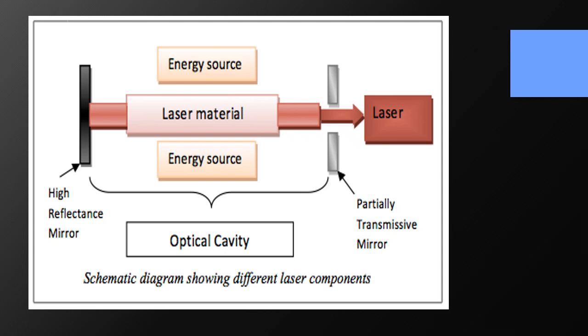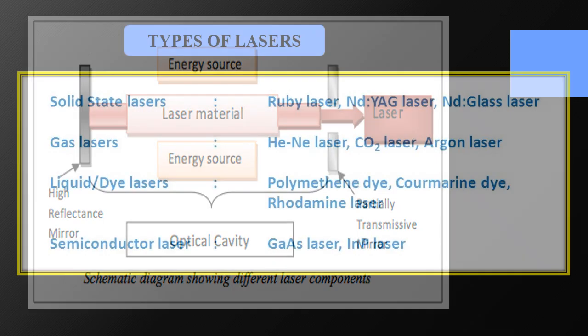This is the schematic representation showing the different laser components, which includes the laser material surrounded by the energy source or the current, and you have a high reflectance mirror at one end and a partially transmissive mirror at the other end, which is collimating and producing the laser light. All these are held within the optical cavity.